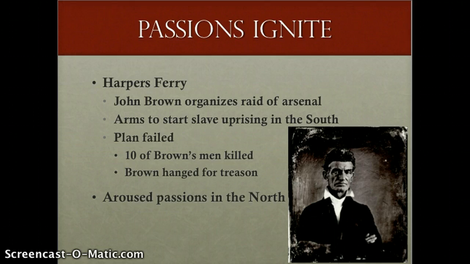These events, along with others that we'll discuss in class, helped lead us closer and closer to the brink of the Civil War.